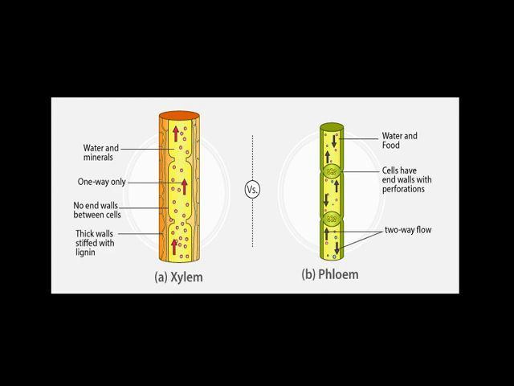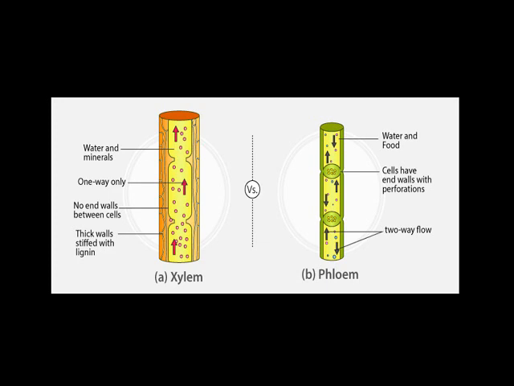Okay, children, this is a comparative study of xylem and phloem. In xylem, transportation of water and minerals takes place, whereas in case of phloem, water and food molecules are transported. In case of xylem, the movement is only one way. Water has to move only in one direction, that is from root to different parts of the plant, while the food can be required in any part of the plant, children, right? It can be a flower, it can be a root hair.